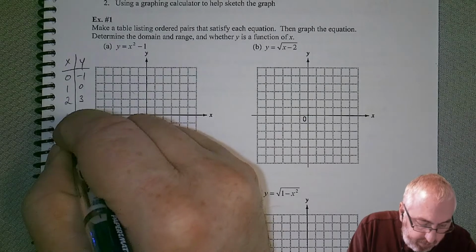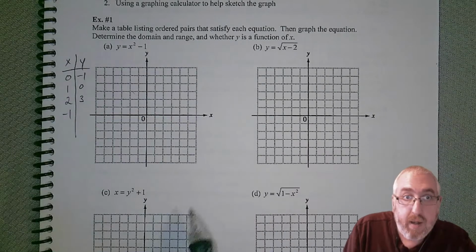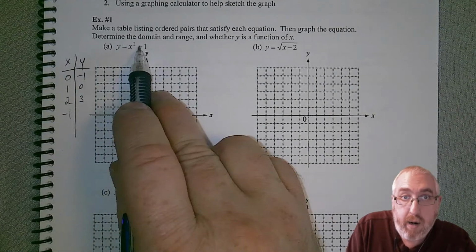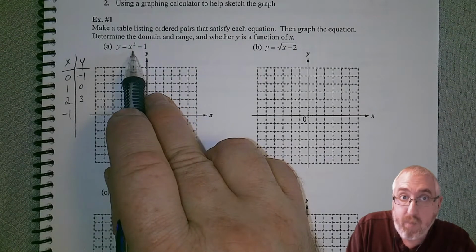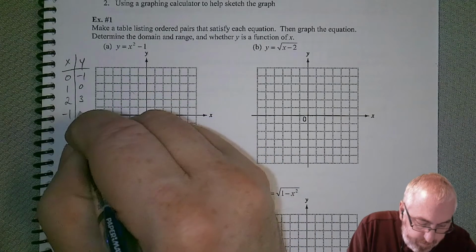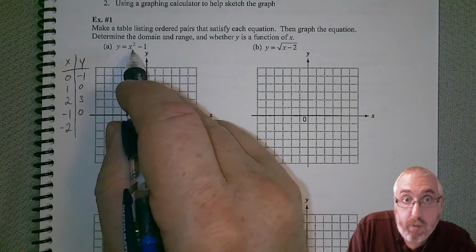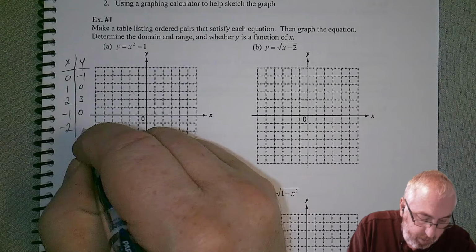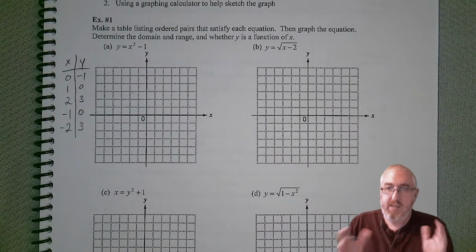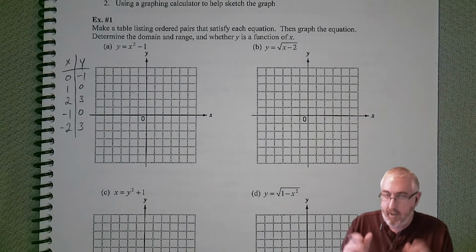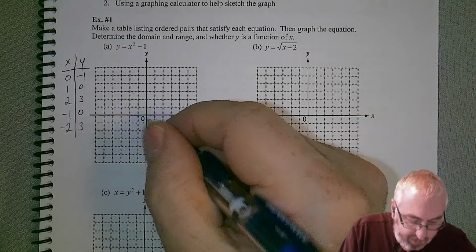Let's maybe go to the negative side, -1. -1 squared better be +1. 1 minus 1 is 0. And let's go to -2. -2 squared is 4. 4 minus 1 is 3. So we kind of got a sense that there's some symmetry going on here potentially. But let's take a look at the picture.